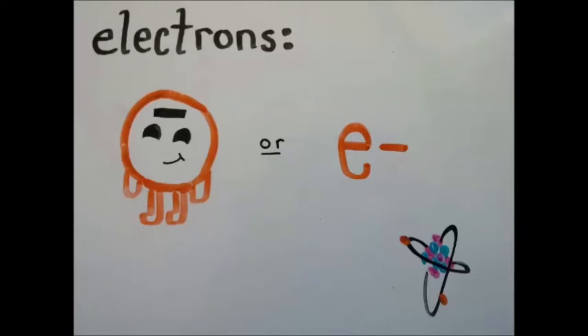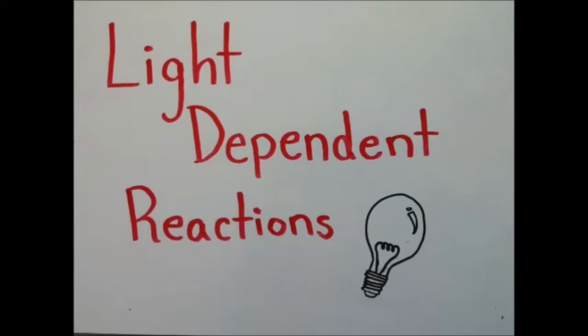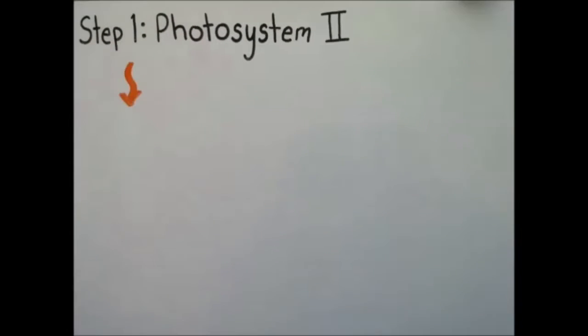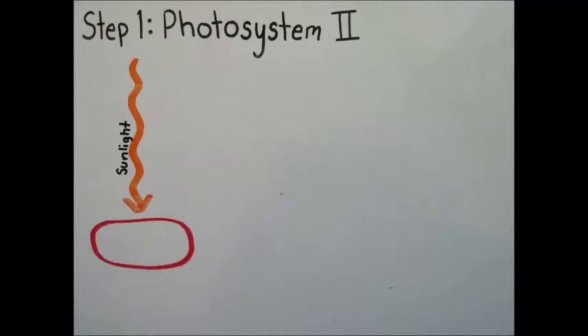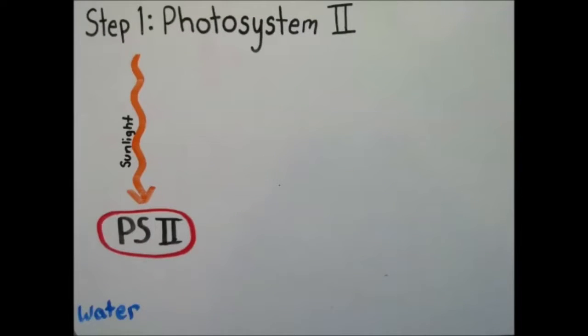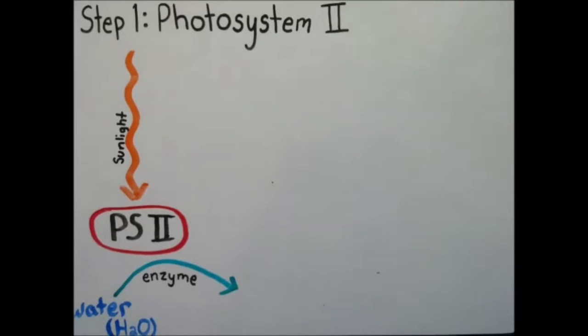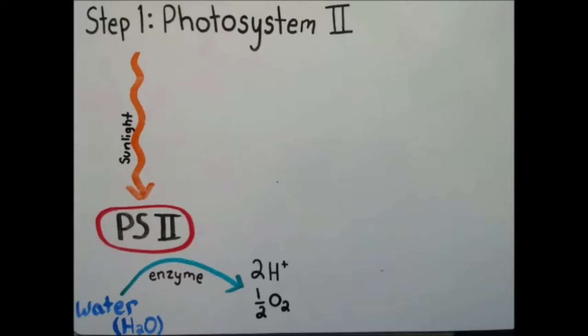The first of the reactions within the chloroplast are called light-dependent reactions. This type of reaction is split into 4 steps. Step 1. Photosystem 2. A ray of sunlight goes down onto photosystem 2. Water, also known as H2O, is taken from the chloroplast and broken down by a special compound called an enzyme into its components of H+ and half of an O2.